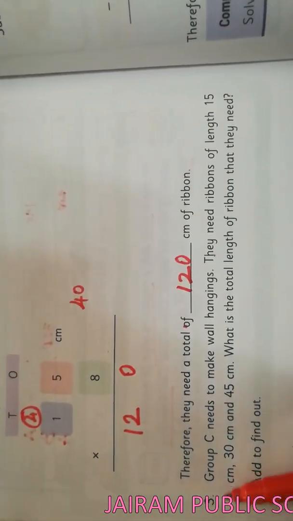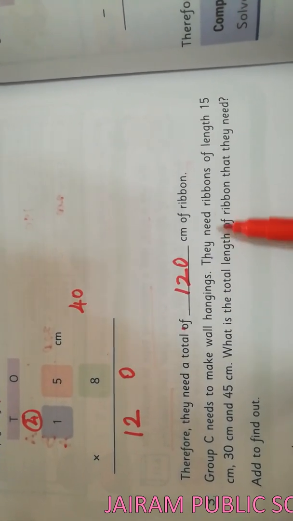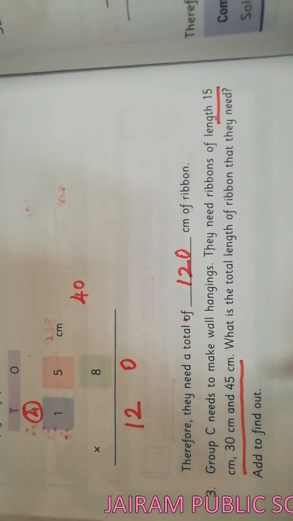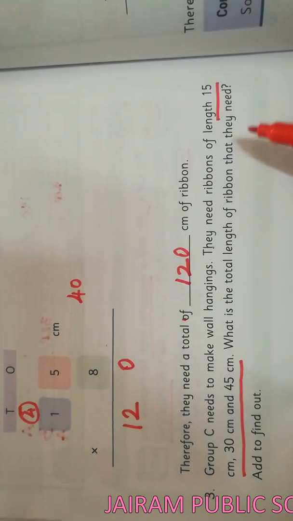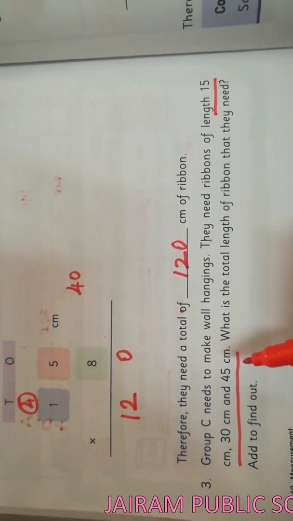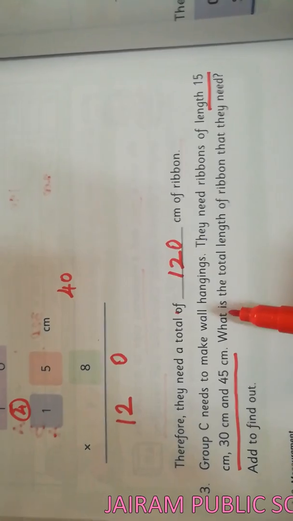Then third question, group C needs to make wall hangings. They need ribbons of 15 centimeter, 30 centimeter and 45 centimeter. What is the total length of the ribbon they need? Add to find out, because they need 3 different lengths of ribbon. For that we have to add 3 items. Next, we have to write the numbers in correct place values. 15 centimeter, 30 centimeter, 45 centimeter. We have to add now.